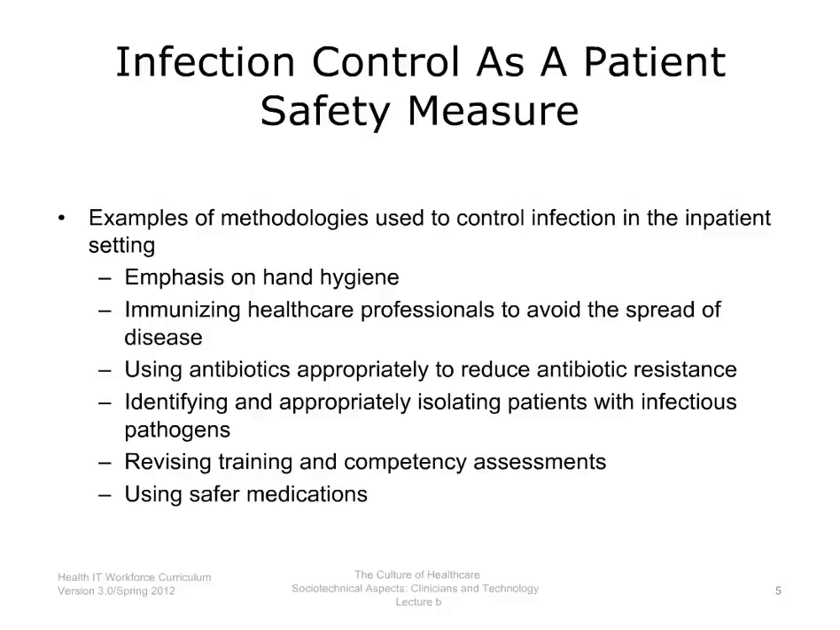Another method has been an emphasis on immunizing healthcare professionals to prevent the spread of disease. Using antibiotics appropriately for infected patients reduces the incidence of antibiotic overuse and the emergence of resistant microorganisms. If infectious patients are admitted to the hospital, they must be identified and isolated to control the spread of that infection in the hospital setting. Infection control also involves revising and updating training measures, improving competency assessments, and recommending suitable hand-washing procedures.